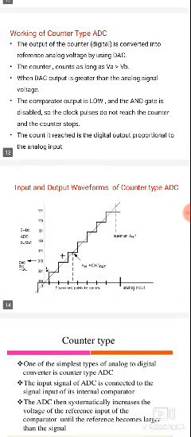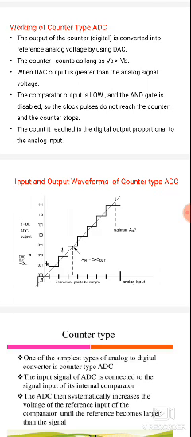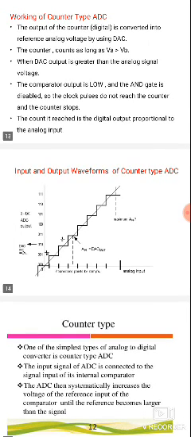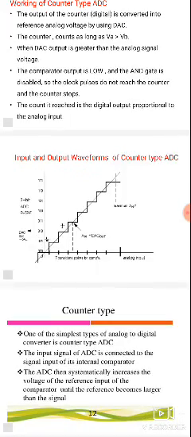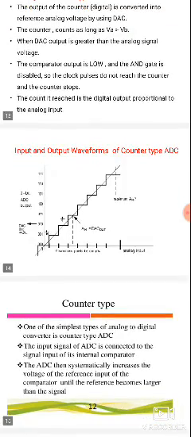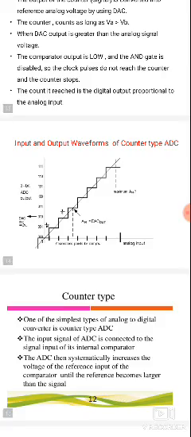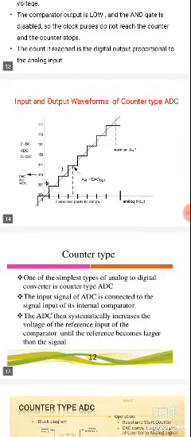Whenever the AND gate is disabled, the comparator output is low, the clock pulses do not reach the counter, so the counter stops counting. So the counter's digital output is proportional to the analog input. This is the input and output waveforms of the counter type analog to digital converter.